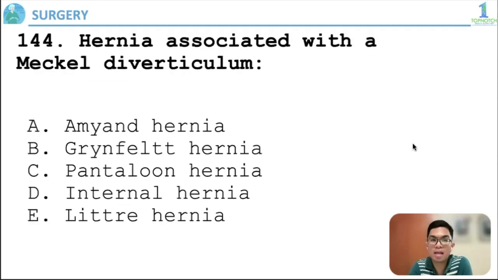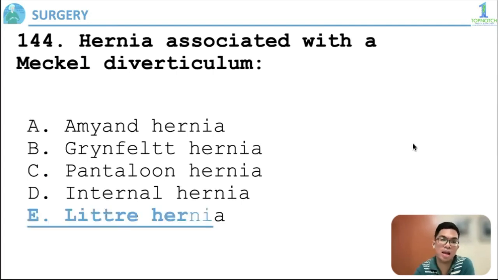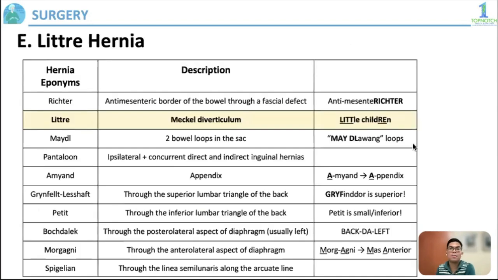144, Meckel's diverticulum na nag-herniate. So that's your, di ba, little children. So that's your Littre's hernia. Okay? So again, by now, you should try to familiarize yourself and memorize these hernia eponyms kasi favorite din tong tanongin sa boards, no? So again, I've emphasized lang, Richter's hernia. So the antimesenteric border of the bowel through a fascial defect. Littre's, again, little children, Littre's hernia.